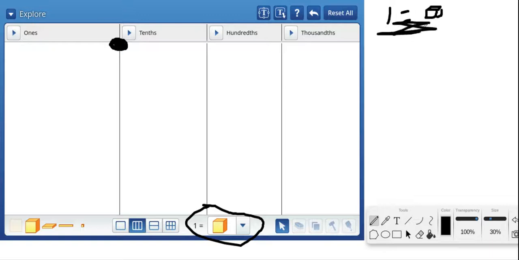This is important. Okay, so what you're going to be doing today is I'm going to be having some numbers for you to represent on the place value chart. So we're just going to run through a few together, okay?